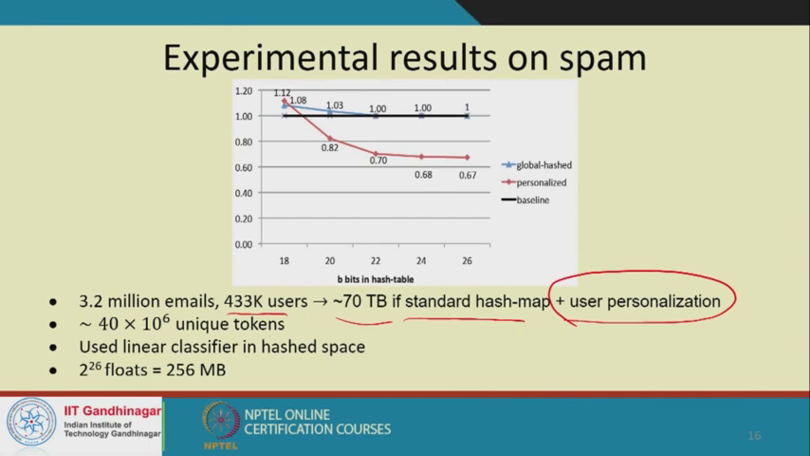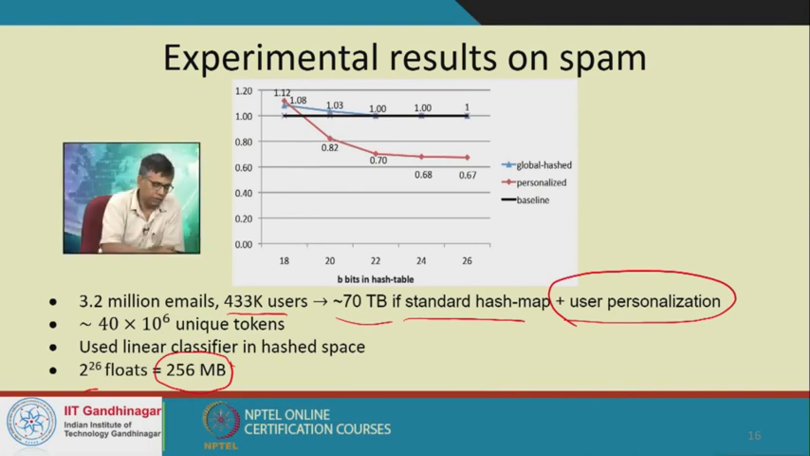What we did was that we used these hash functions in which we controlled the size of the hash space. We said that the hash space is only going to contain 2 to the 26 floats, and therefore the maximum size is 256 MB. On the x-axis you see the number of bits in the hash table, and therefore the size of the hash table is 2 to the power of this. So this is 256 MB instead of the 70 terabytes.